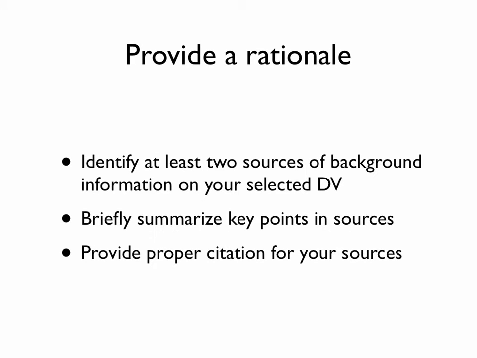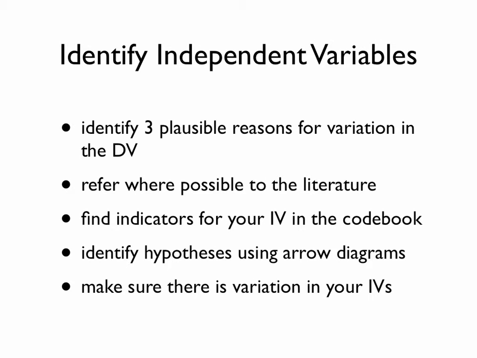Then next, you should provide a rationale for your work, and that is based upon identifying at least 2 sources of background information for your selected dependent variable. And you should briefly summarize the key points and the sources in bullet form and provide proper citation for your sources. And then you can identify your independent variables.